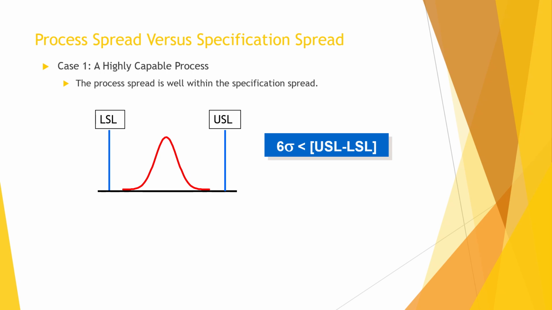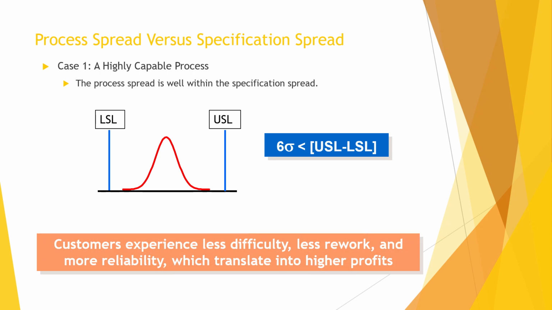In this situation, Six Sigma is less than USL minus LSL. Customers experience less difficulty, less rework, and more reliability, which translate into higher profits. If you can consistently do this as a practitioner, you'll be golden, I tell you.